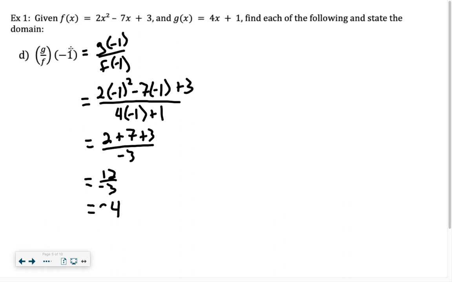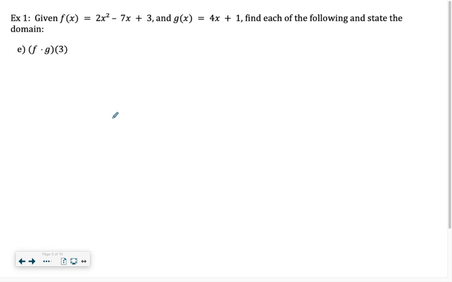So that's going to be 12 over -3, which would reduce to -4. Okay, so all I'm doing is plugging in this value into the function to evaluate. Right? So why don't you guys try the next two?